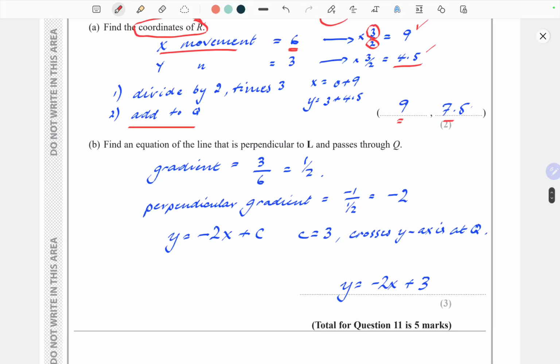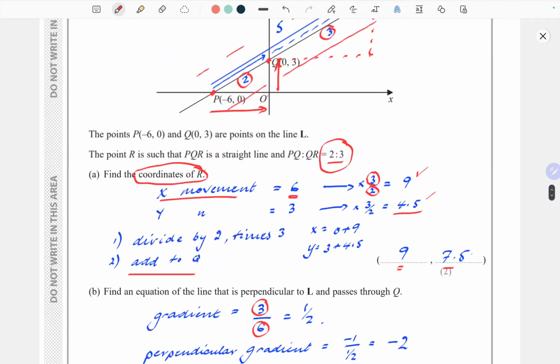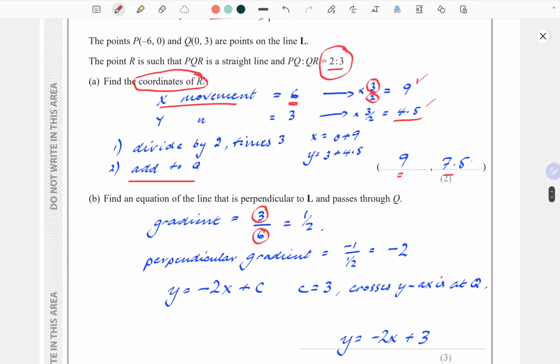And then it says, find an equation of the line that is perpendicular to L and passes through Q. All right. The gradient of the line we already have is half. It's 3 over 6. All right. Using the triangle, if you see from P to Q. So I'm going to put that in. From P to Q. All right. Gradient is a half. The perpendicular gradient, remember, it's take your original gradient, flip upside down, and change sign, reverse the sign.